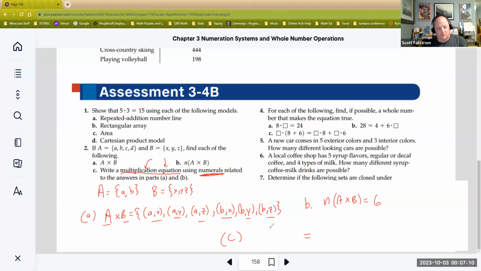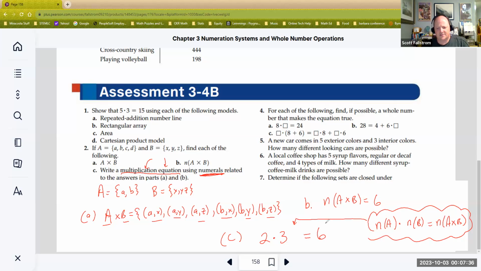So what I really can see here is that I need to use numerals. So I would be writing the equation of A has 2, B has 3, and my end result would be 6. That would be using the numerals. Okay, and notice that does tie back in. It's the number in A times the number in B, and that's equal to the number in A cross B. So this is like the general, and all we're doing is using numerals to represent our specific example. Okay.